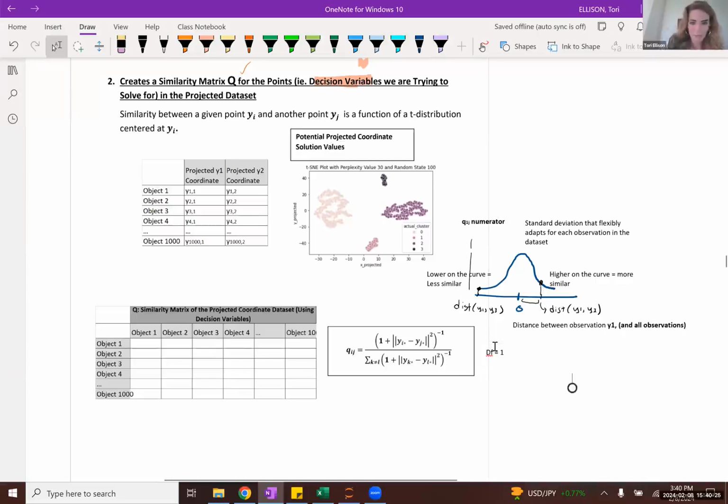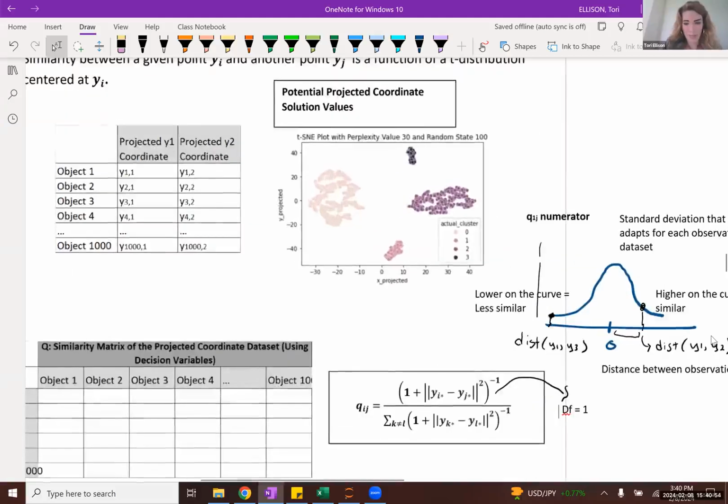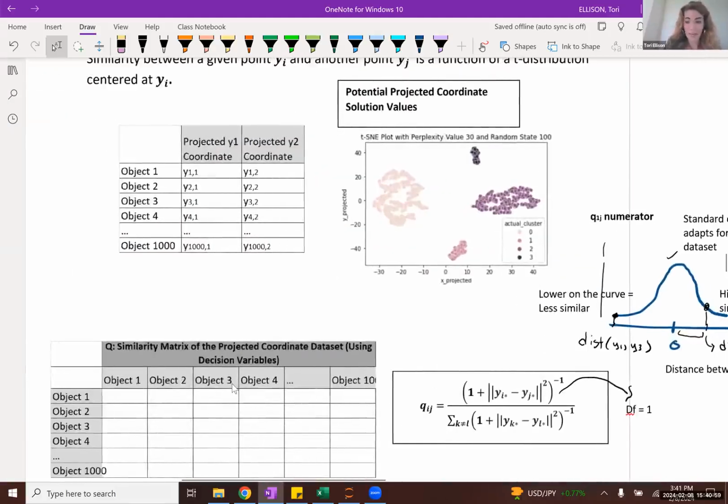In particular, this function that we're going to be using to calculate the similarity of the projected coordinates is specifically going to be using degrees of freedom equals 1. So basically the t-distribution with the fattest tails. So there's no parameter tuning involved when creating the Q similarity matrix. It's simply one curve that's considered for all points.